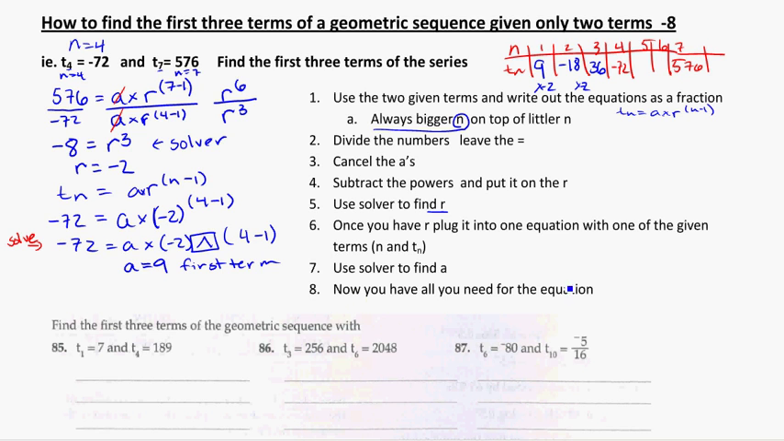So using r, basically, once you found a, you can use r to find terms 2 and 3. So again, I found that by going 9 times negative 2, which is equal to negative 18, and then negative 18 times negative 2, which is equal to 36. And those being terms 2 and 3.